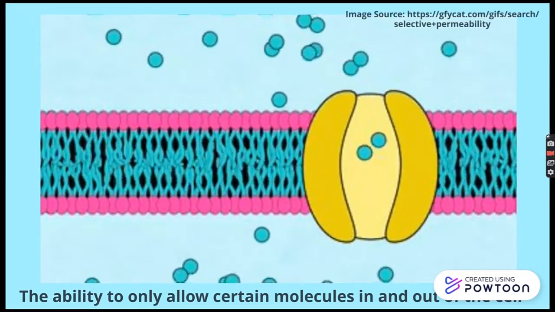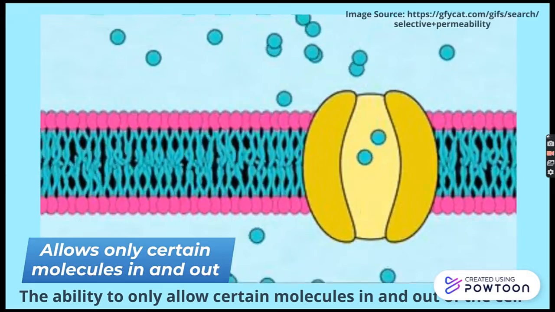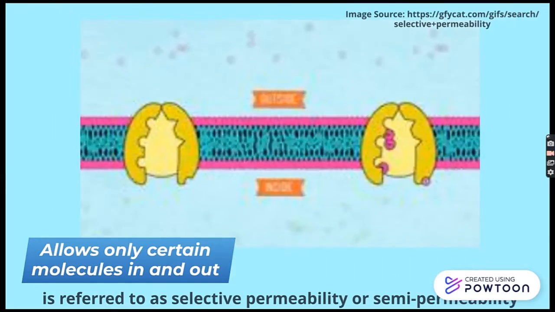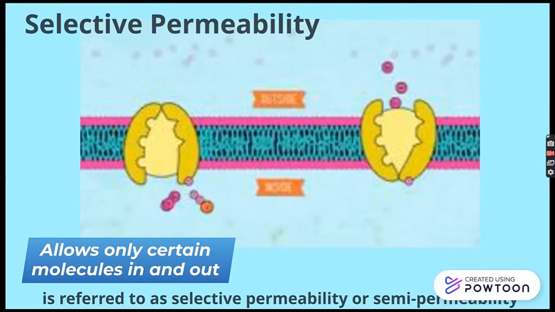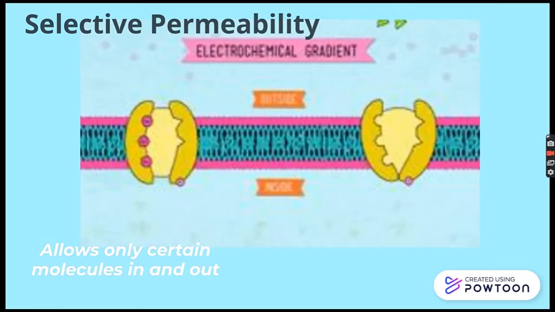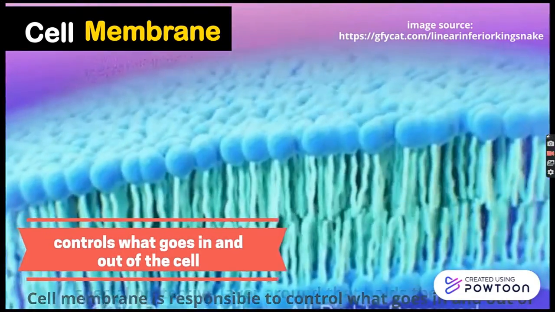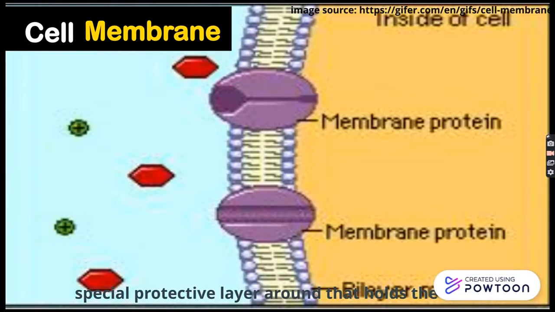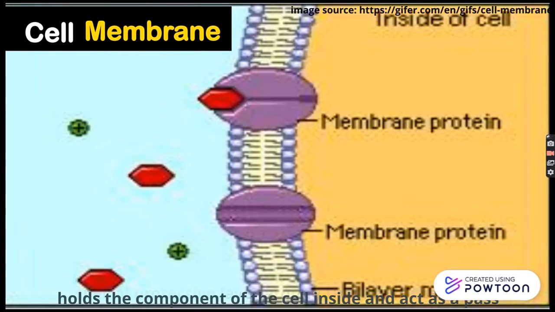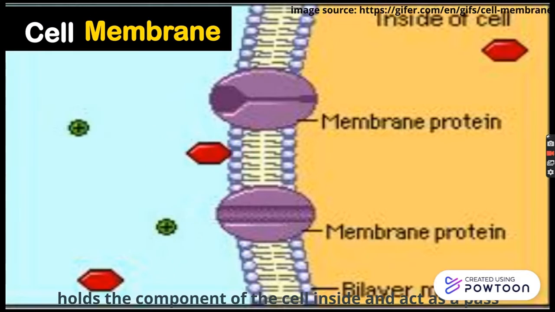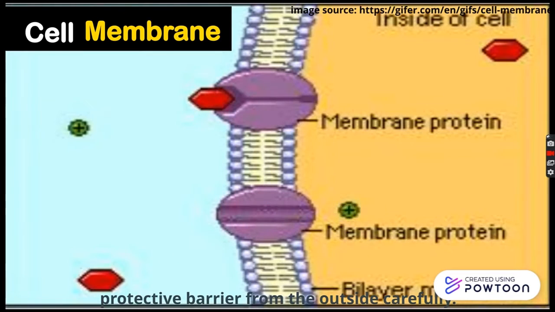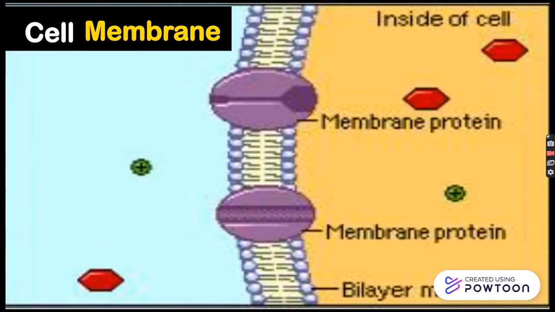The ability to allow only certain molecules in or out of the cell is referred to as selective permeability or semi-permeability. The cell membrane is responsible for controlling what goes in and out of the cell. It is a special protective layer around the cell that holds the components of the cell inside and acts as a protective barrier from the outside.